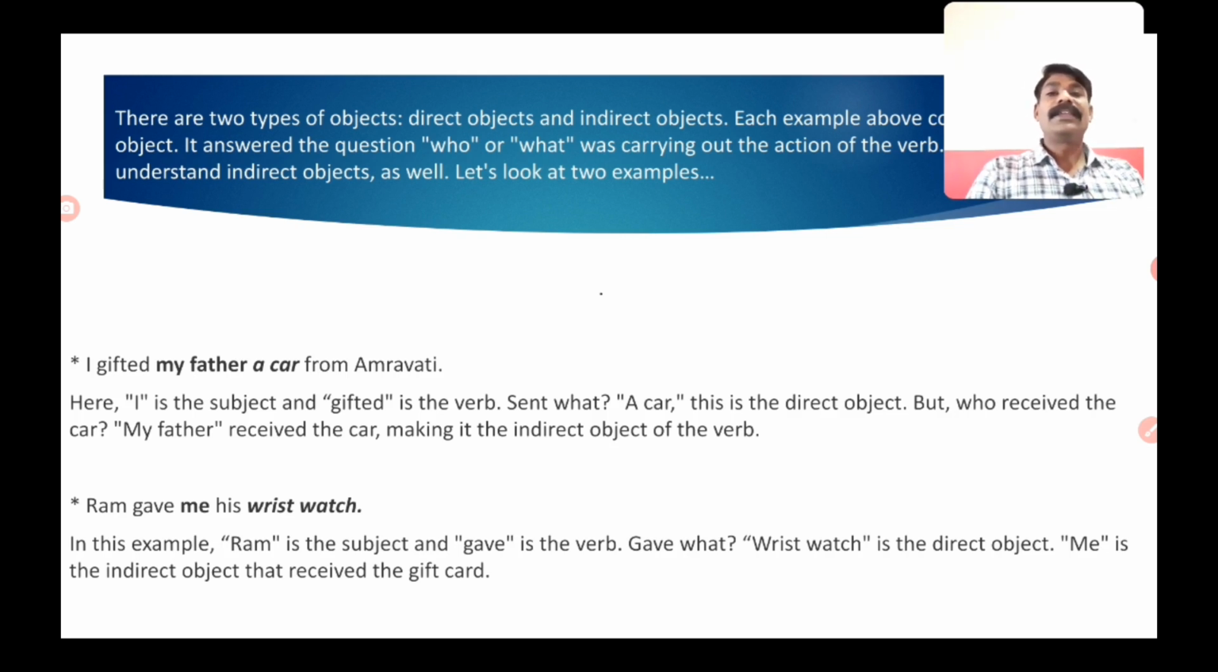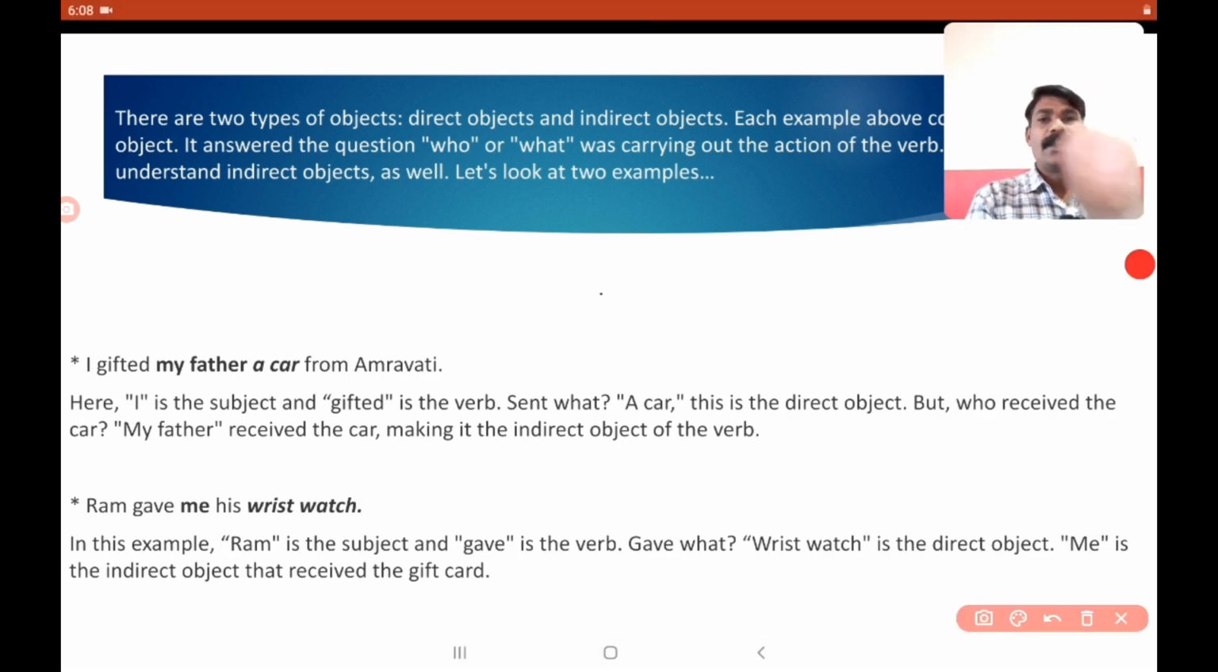Here, I gifted my father a car from Amravati. Here I is the subject. Okay, I is the subject. I gifted my father a car from Amravati. Gifted is a verb. Gifted what? What was gifted? A car. That is the direct object. But who received the car? My father received the car, making him the indirect object of the verb. So ask once again to that verb what, you will get the answer, that is the direct object, and the remaining part is the indirect object of the sentence.